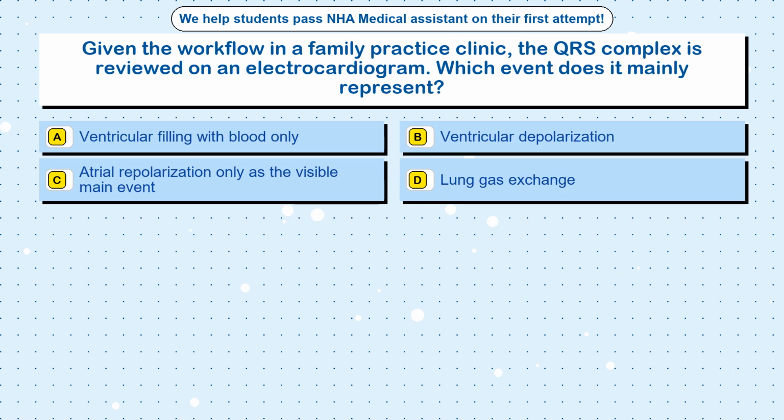Question 49. Given the workflow in a family practice clinic, the QRS complex is reviewed on an electrocardiogram. Which event does it mainly represent? Option A. Ventricular filling with blood only. Option B. Ventricular depolarization. Option C. Atrial repolarization only as the visible main event. Option D. Lung gas exchange.